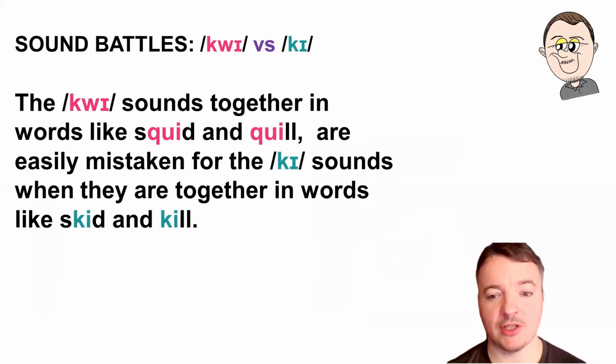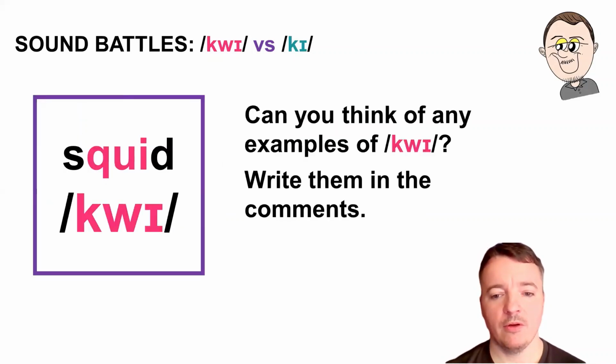So the qui sounds together, k, w, I, qui, in words like squid and quill are easily mistaken for the ki sounds, k, I, when they are together in words like skid and kill. This is a common mistake in Japan and other Asian languages, but everywhere really. So let's practice. First, k, w, I, qui, squid.